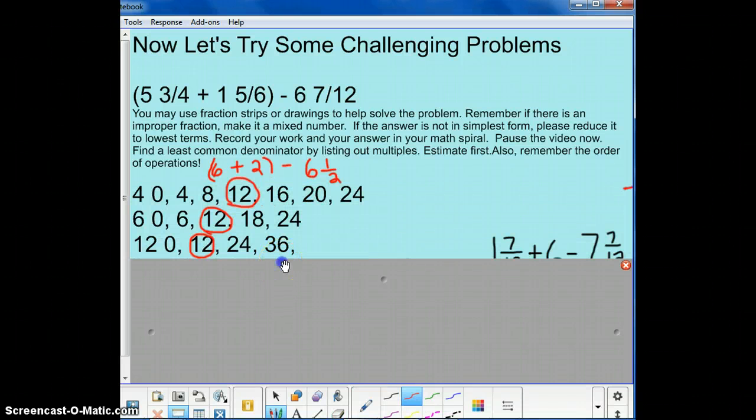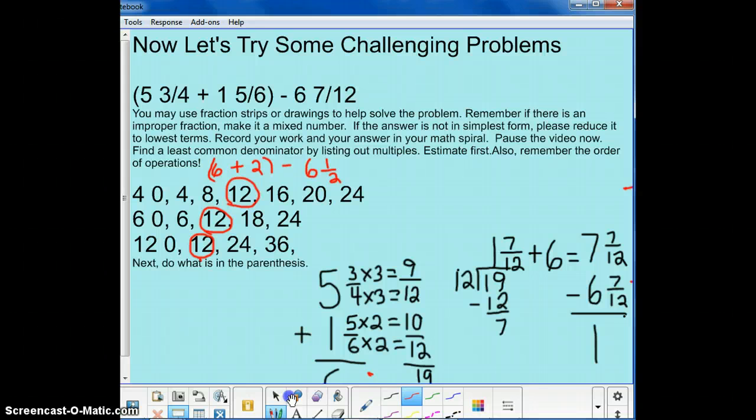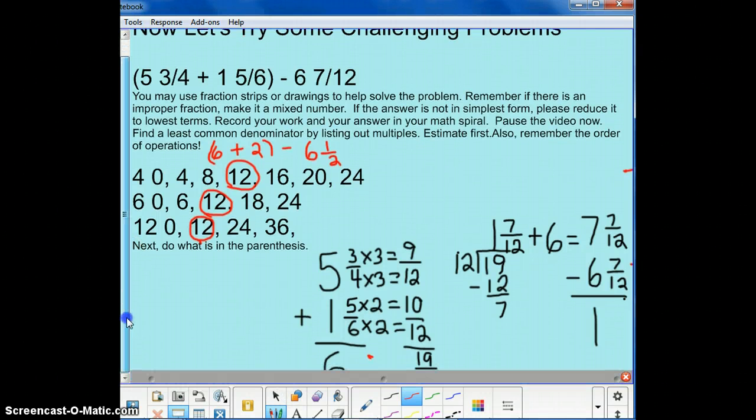Next, 12 is my common denominator, or common multiple there, so I make it my common denominator. And I work the problem. I have my whole numbers I leave alone until I get done with my fractions. I put 3/4 across from 12. 4 times what gives me 12? The answer is 3, so I multiply my numerator and my denominator by 3. 6 times what gives me 12? The answer is 2, so I multiply my denominator and numerator by 2. So I have 9 plus 10 is 19/12.